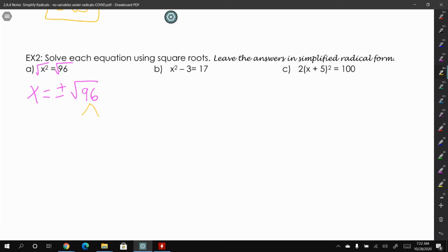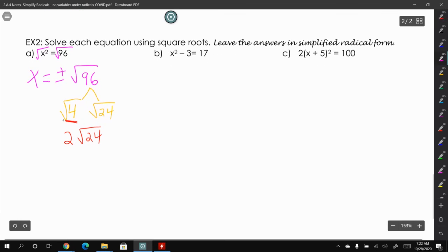To me, it's going to be 4 and 24. Those are the 2 that come to my mind right away. So then the square root of 4 is 2. We have 2 times the square root of 24. Well, then the square root of 24 can also be broken down into the square root of 4 times the square root of 6. And then we have the 2 hanging out here. The square root of 4 is 2. And then we're left with the square root of 6.